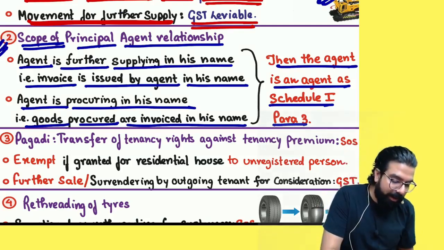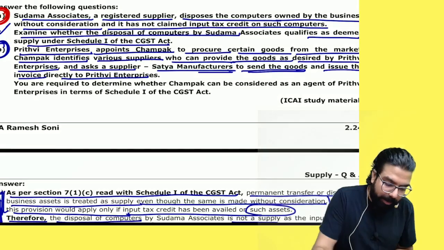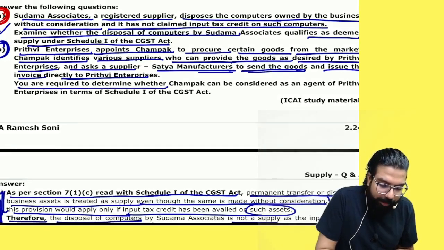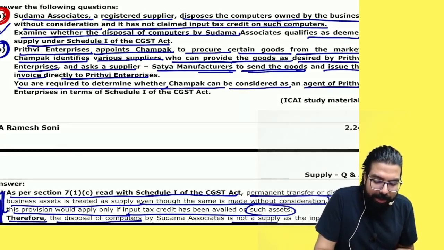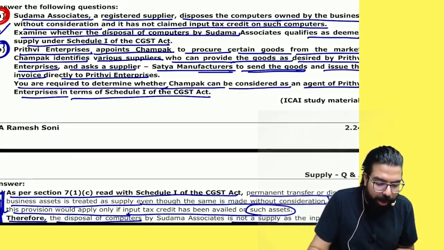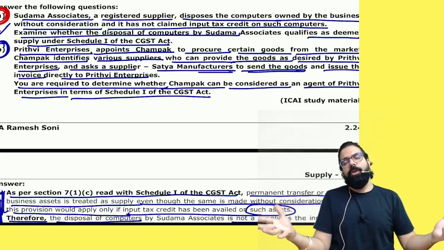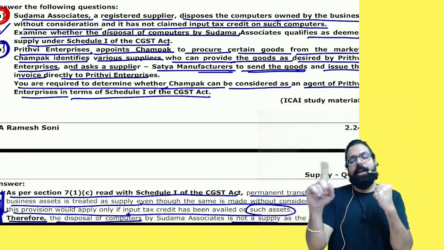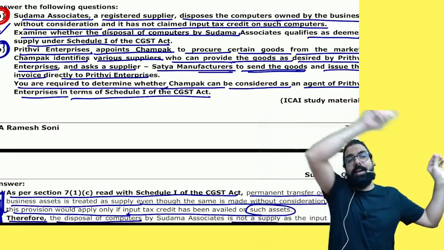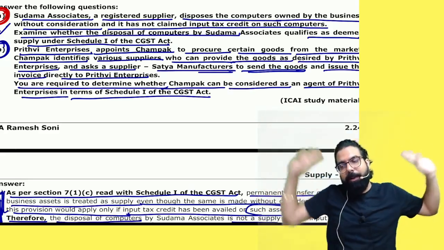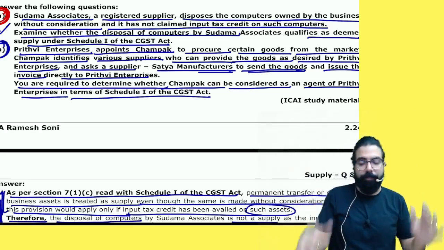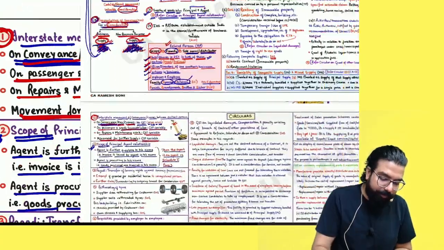Are we all clear till here, everyone? Chalo, people, please tell me, you are required to determine whether Champak is considered as an agent of Prithvi as per Schedule 1. Yes or no? Why? The buying invoice is not in the name of the agent. It is directly issued in the name of the principal. Hence, Champak is not an agent as per section number 7(1). Can I go ahead, everyone? Please come back.